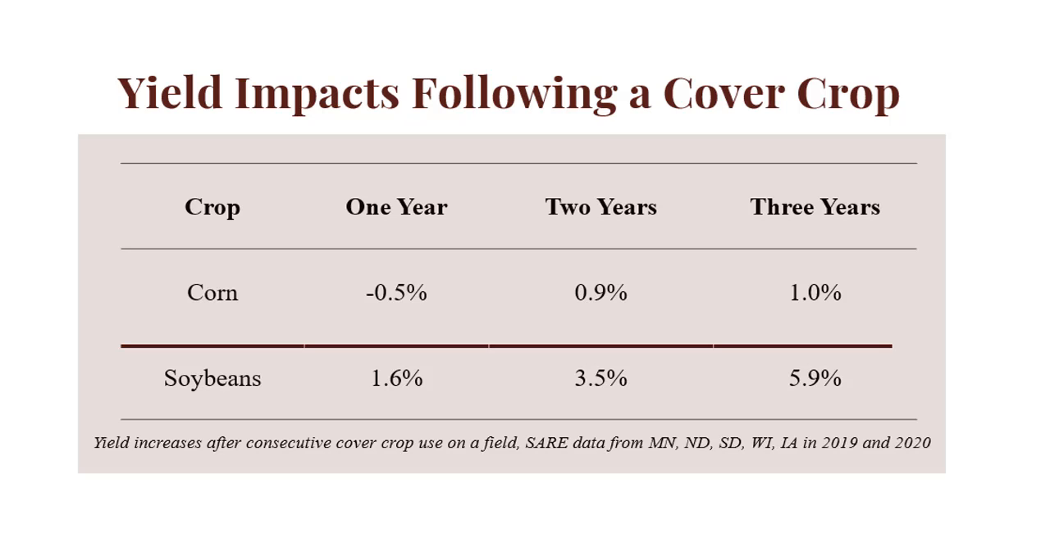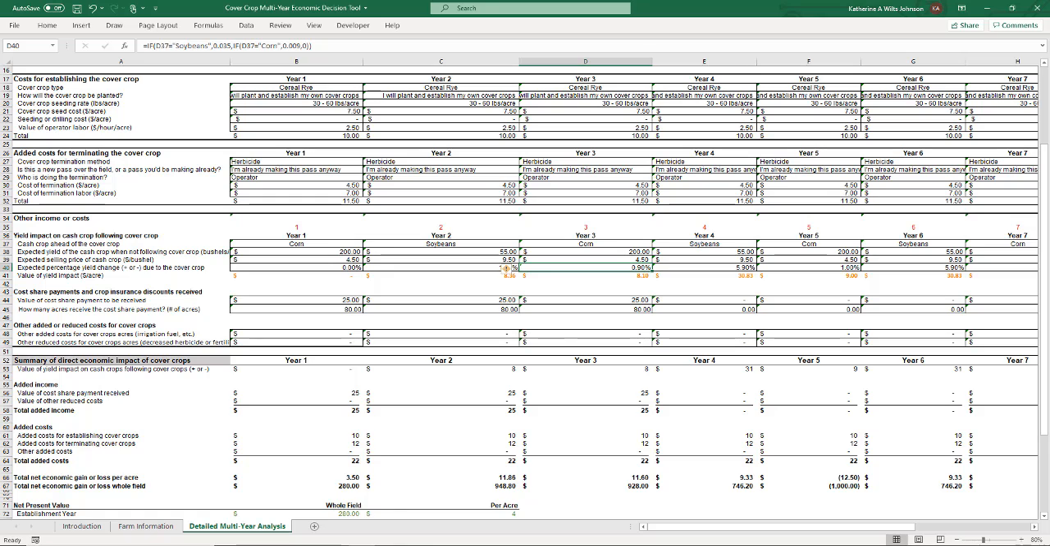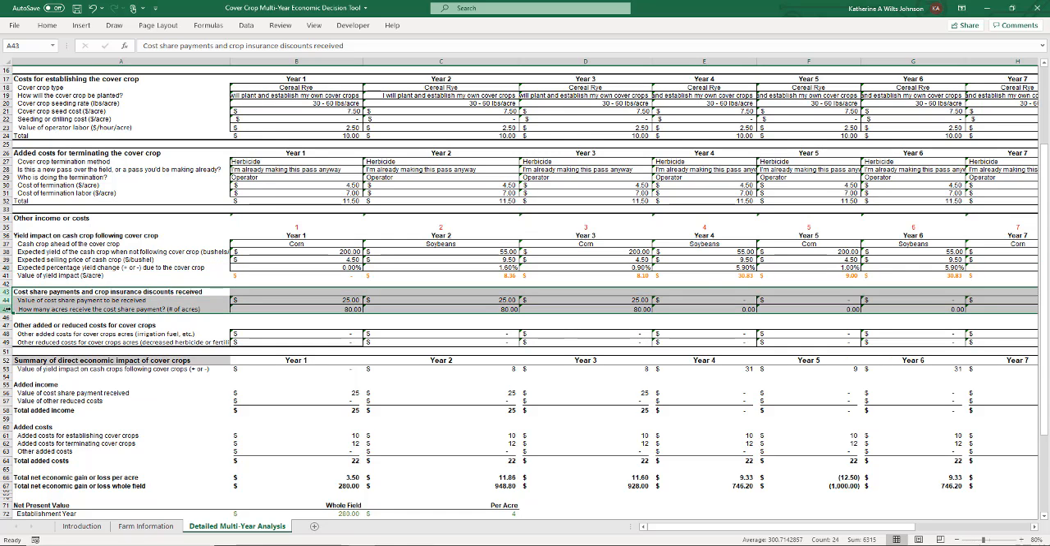Here are the results of the SARE survey. After having cover crops on a field for 1 year, survey respondents reported a corn yield decrease of 0.5% and a soybean yield increase of 1.6%. After 2 years of cover crops, corn yield improved by 0.9% and soybean yields improved by 3.5%. And after 3 consecutive years of cover crops on a field, corn yields saw a 1% increase total and soybean yields had a 6% increase. These yield impacts are accounted for in the long-term analysis of this spreadsheet, as shown in the expected percentage yield change line. If we continue down, we get into cost share payments.